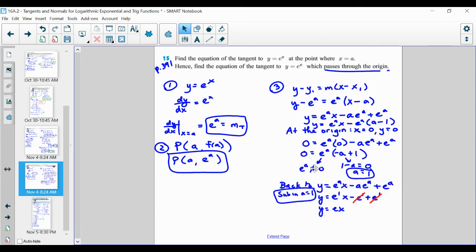So I'm going to plug in 0 for y and 0 for x. Okay, and I'm going to solve my equation here. I'm going to find out that 0 is equal to e to the a times negative a plus 1. So either e to the a equals 0, which is impossible, or negative a plus 1 equals 0, so a equals 1. If I plug that back into my equation, I can sub the 1's in for a, and I get y equals e times x, not e to the x. Sorry about that.